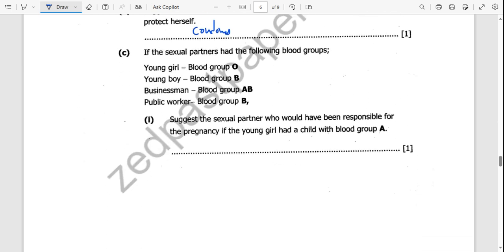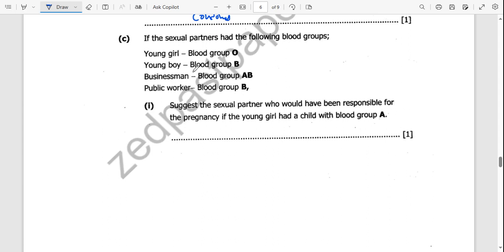If the sexual partners are the following blood groups: young girl is blood group O, young boy is blood group B, businessman AB, public worker B. Suggest a sexual partner who would have been responsible for the pregnancy if the young girl had a child with blood group O.